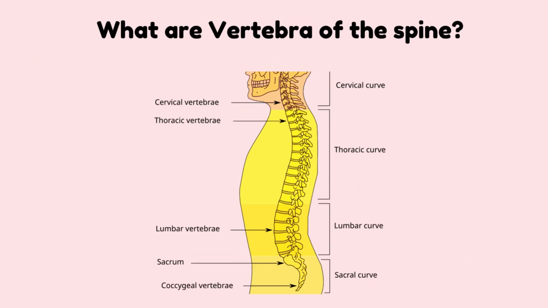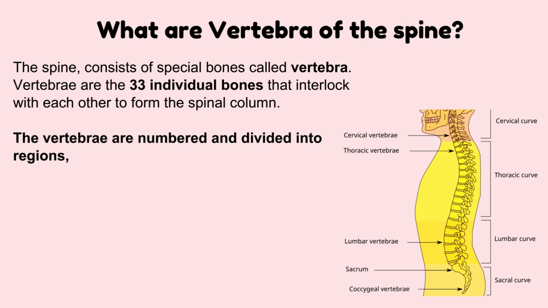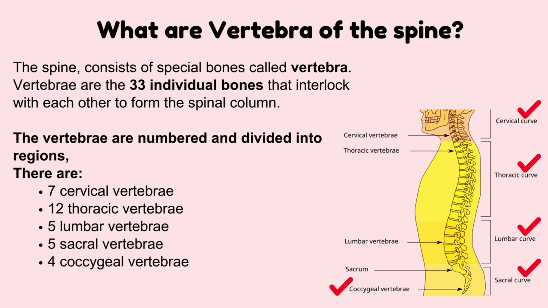What are vertebrae of the spine? The spine consists of special bones called vertebrae. Vertebrae are the 33 individual bones that interlock with each other to form the spinal column. The vertebrae are numbered and divided into regions. These are 7 cervical vertebrae, 12 thoracic vertebrae, 5 lumbar vertebrae, 5 sacral vertebrae, 4 coccygeal vertebrae.